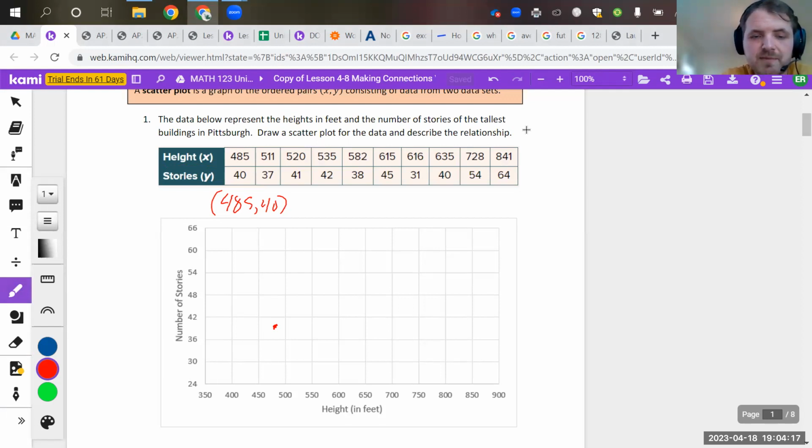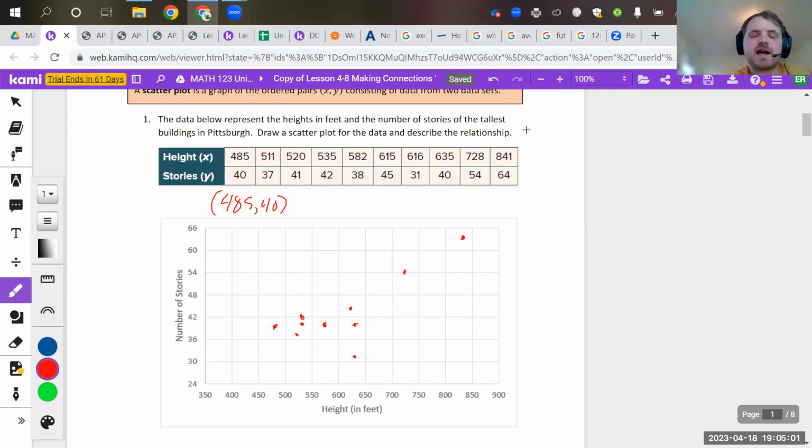It's just going to give us a general shape of the graph. Over 511 and up 37. Over 520 and up 41. Over 535 and up 42. 582, up 38. 615, up 45. 616 and only up 31. 635, up 40. 728 and 54, and then 841 and 64.